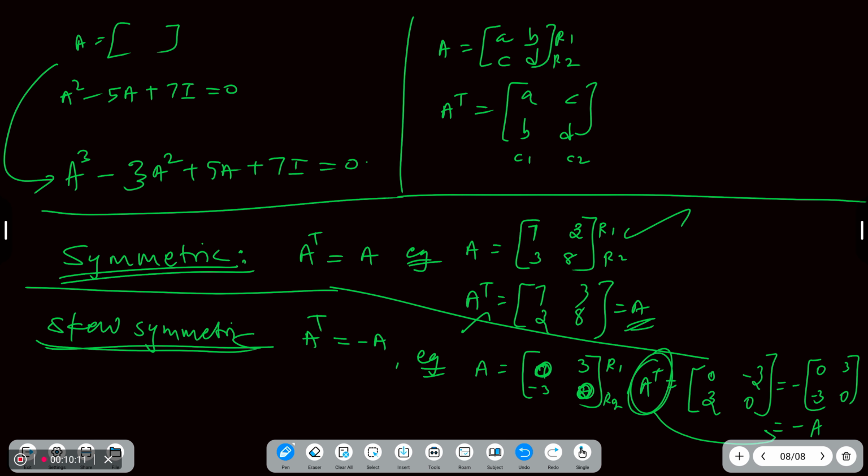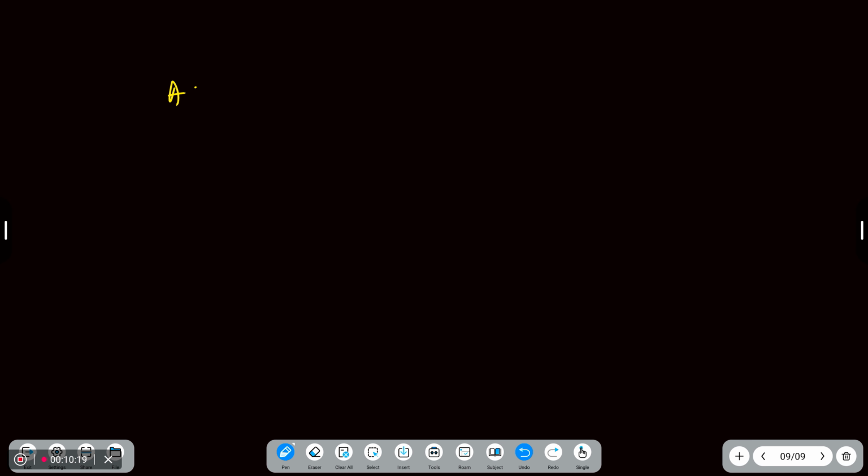Suppose some matrix is given. Listen, they give a matrix 1, 2, 3, 4. See, this is not skew symmetric or symmetric. Am I right? If you take transpose, you will not get A, and you will not get minus A. Such questions they will give.